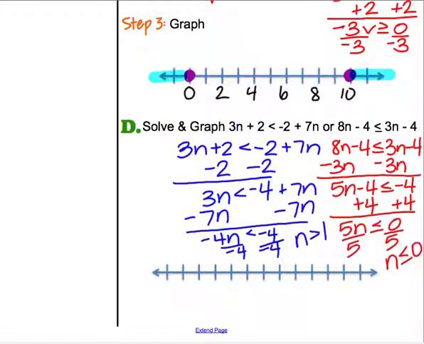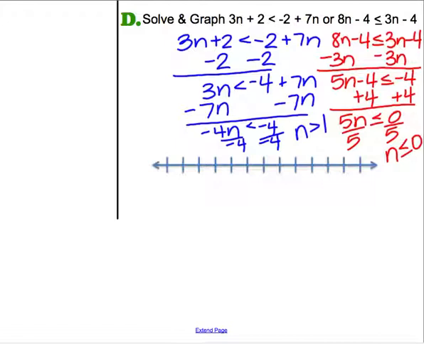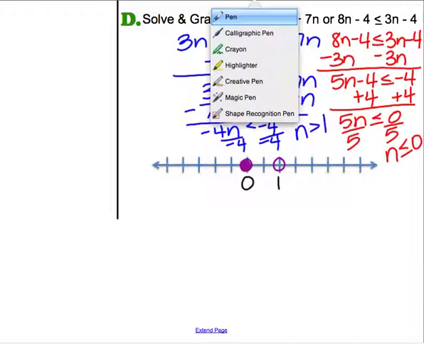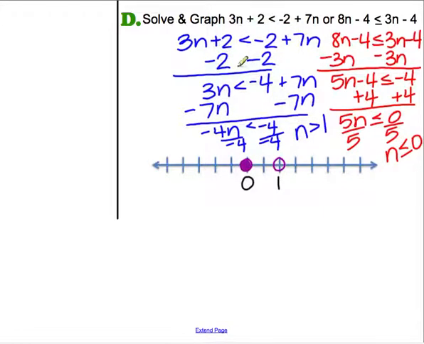So now if we want to go ahead and number our number line, we have to go from 0 to 1. So I'm going to put those right in the middle. We need an open circle at 1. We need a closed circle at 0. When we go to shade, we have n is less than or equal to 0, and we have greater than 1, and therefore we are done.